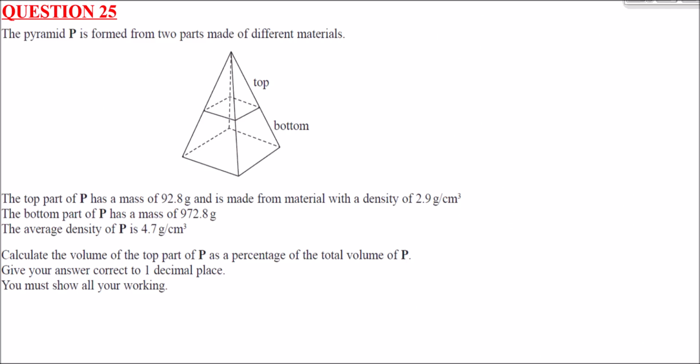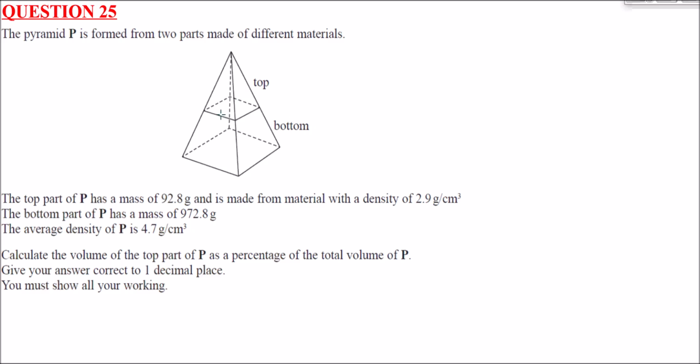Question 25. This one is actually a bit simpler than it looks, but I'll talk you through. We have a pyramid P, which is formed by two parts made from different material. So pyramid P is the whole thing, which comprises a top bit and this bottom bit here. It talks about a top part, a bottom part, and the average density of P, which is the whole thing combined.